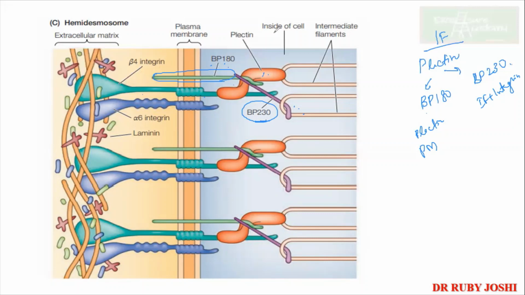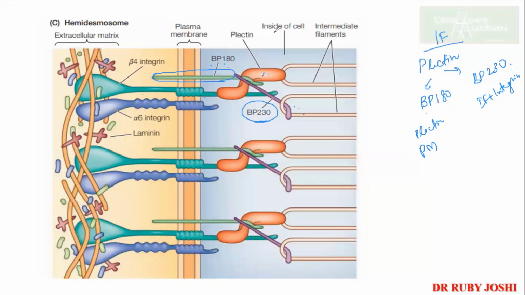Akshay, would you like to try? Yes, sir. So there are intermediate filaments. These are in connection with plectins. So plectin is in association with BP180 and BP230. The BP180 is in connection with plectin, and this helps in anchoring to the plasma membrane. Correct. And next, the BP230 is in connection with intermediate filament and the integrins. So integrins are present on the extracellular matrix.